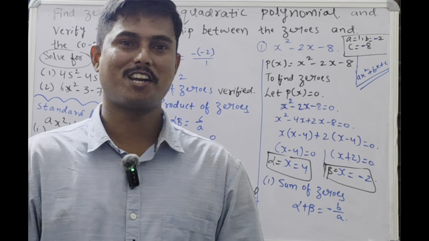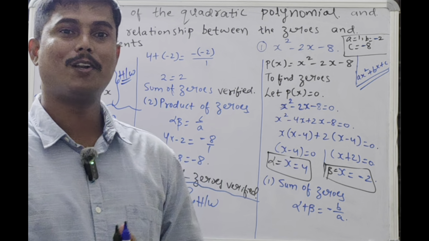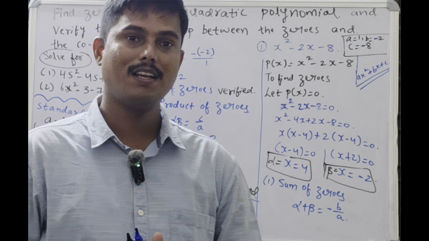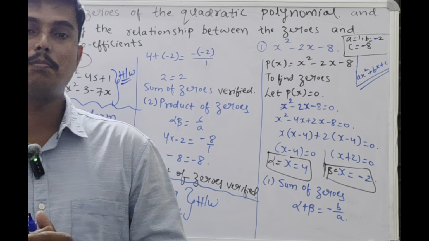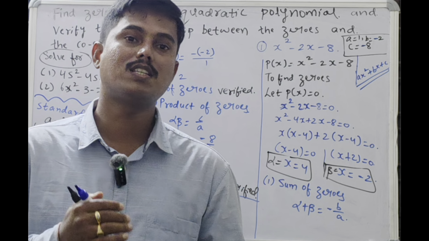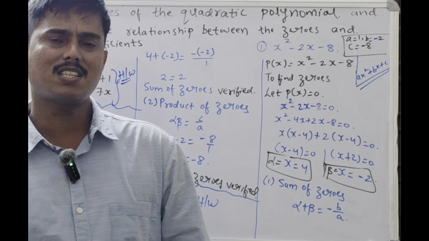So the first topic was about the intersection of polynomials. Second topic, geometrical meaning of zeros. The third topic, already told, verification of the relationship between the zeros and coefficients. In order to verify the relationship between zeros and coefficients of polynomials, we should know first the zeros, then the coefficients, and what to verify. So let's start with the question.